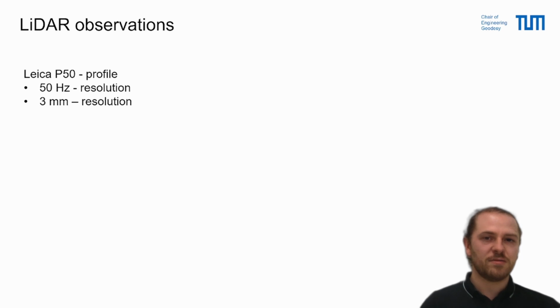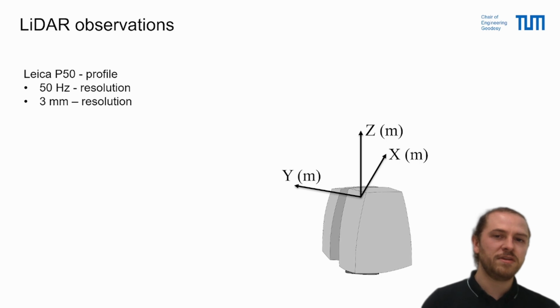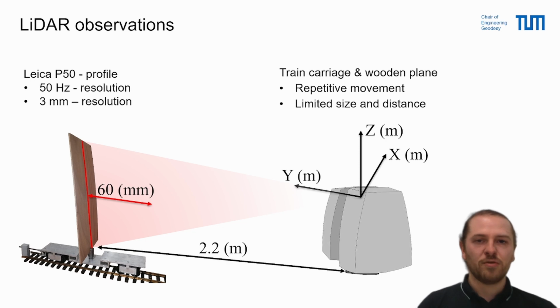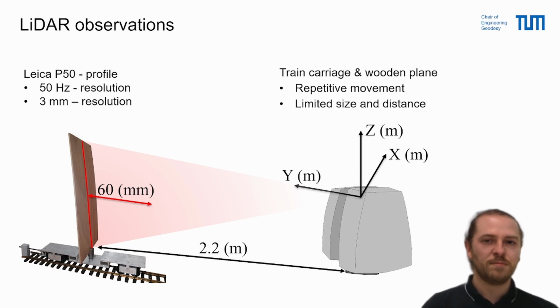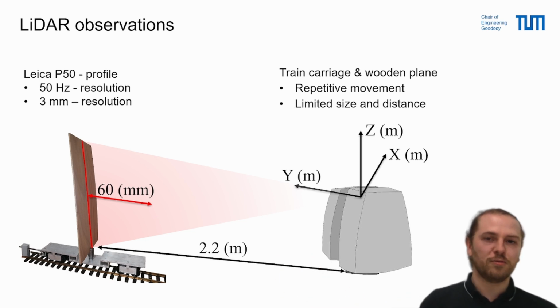We validate this approach using a controlled experiment using a Leica P50 laser scanner in profile mode at 50 Hz temporal sampling and a 3 mm point spacing at 10 meters distance. Observing a wooden plane mounted on a toy train carriage. The setup induced a repetitive movement with a limited spatial volume.